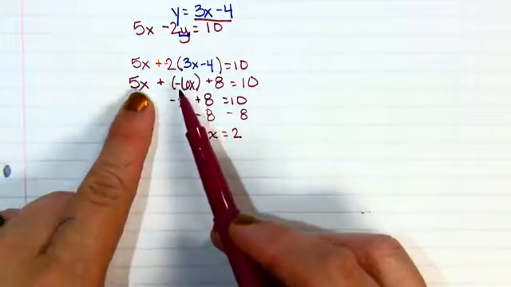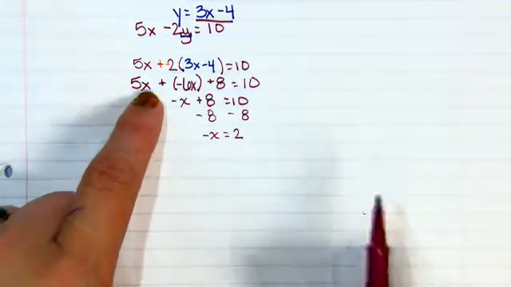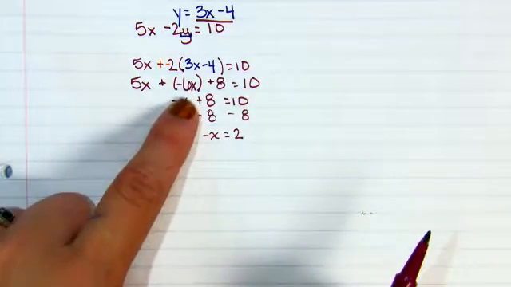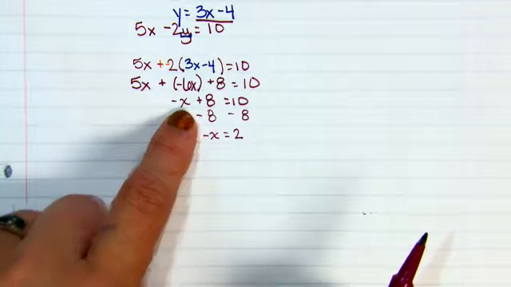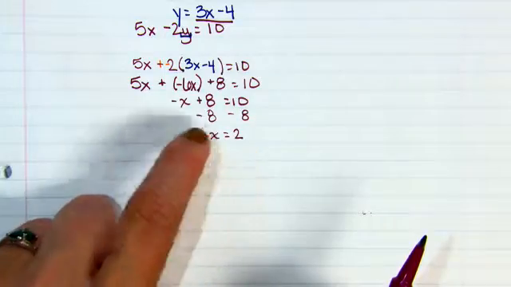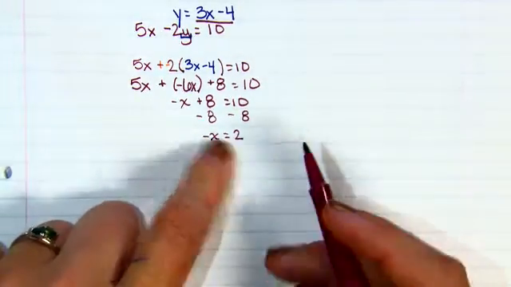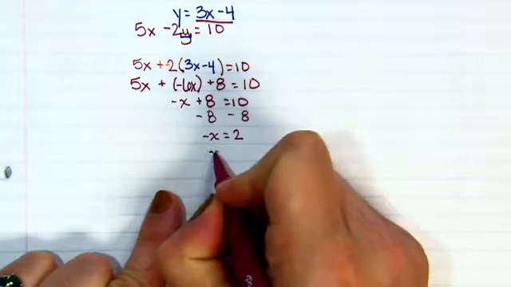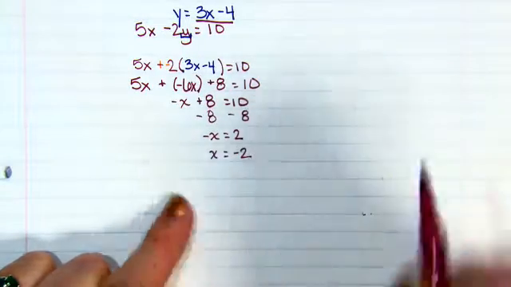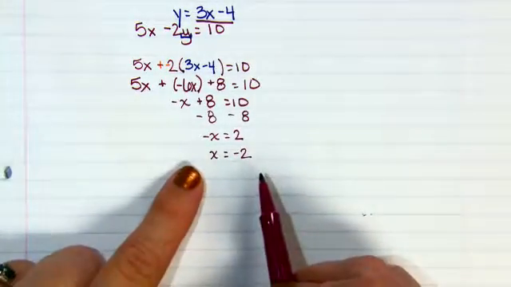So I distributed and got 5x plus negative 6x plus 8 equals 10. Then I combined 5x and negative 6x to get negative x. Then I subtract 8 from each side and I get negative x equals 2. But I don't want to know what the opposite of x is. If the opposite of x is 2, then positive x will be negative 2. Now you might be tempted to stop here, but this is actually only halfway.